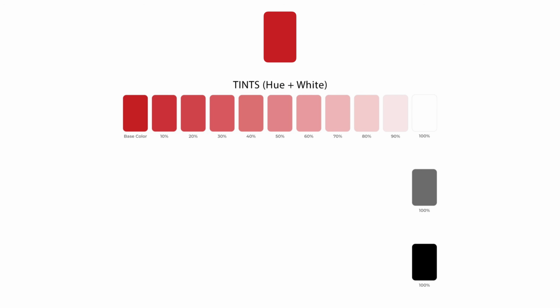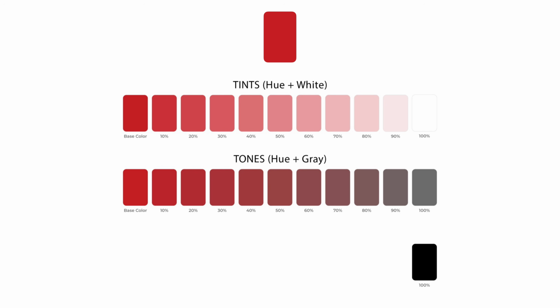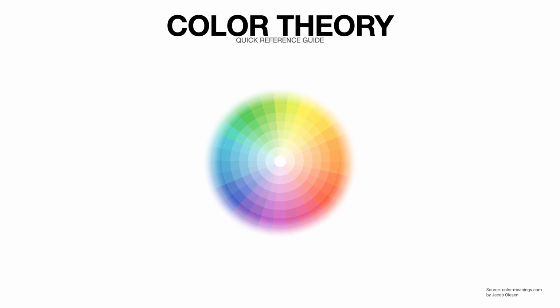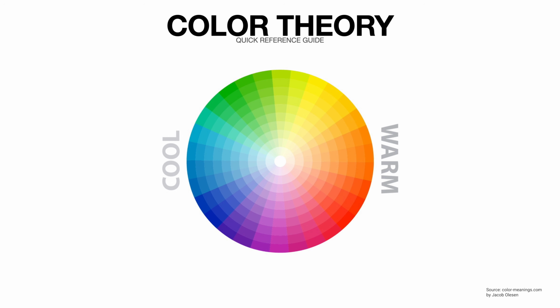Tints, tones, and shades are created by altering hues by either adding white, gray, or black to them. A tint is created by adding white to a hue. Tones are created by adding gray, and shades are created by adding black. Tones can be further broken down into two categories: warm and cool tones. Cool tones have a blue, violet, or green tinge, while warm tones have hints of red, orange, or yellow in them. Cool tones are generally calming and soothing, while warm tones have a cozy feeling.